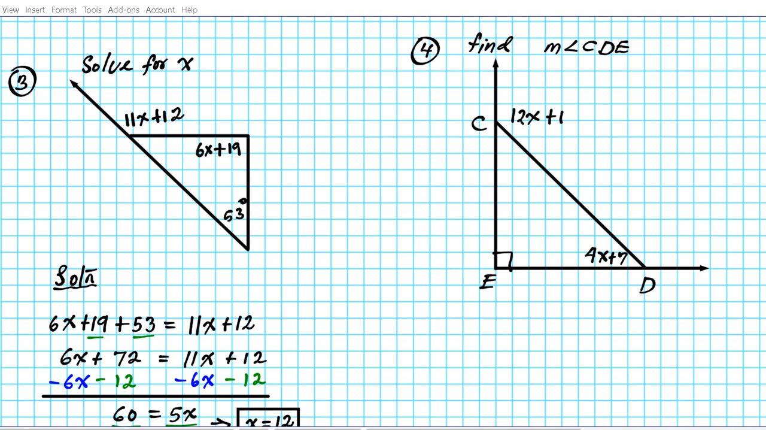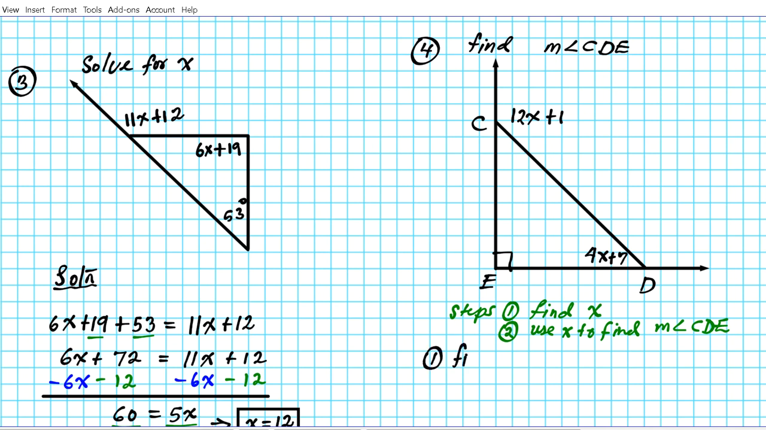Alrighty? So let's outline our steps so we don't lose track of what we're doing. So our steps are as follows. Number 1, you're going to find x using the exterior angle theorem. And then number 2, you use x to find the measure of angle CDE. So we're writing it out so we don't forget. Okay? All right, so let's do part 1.